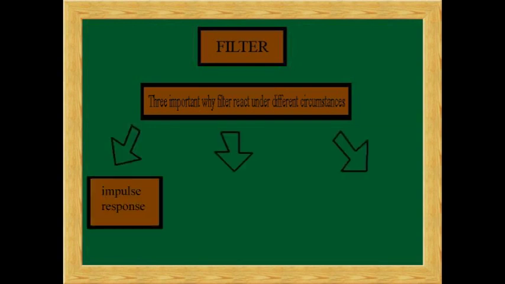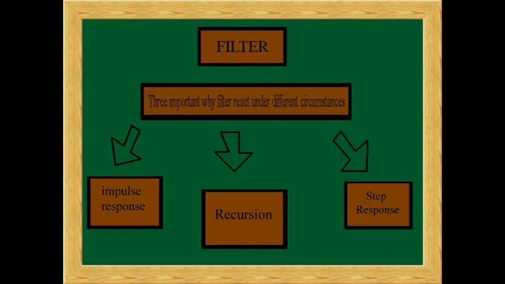Transmitter or electronic filters are electronic circuits which perform signal processing functions, specifically to remove unwanted frequency components from the signal, to enhance wanted ones, or both. Three important ways filters react under different circumstances: impulse response, recursion, and step response.